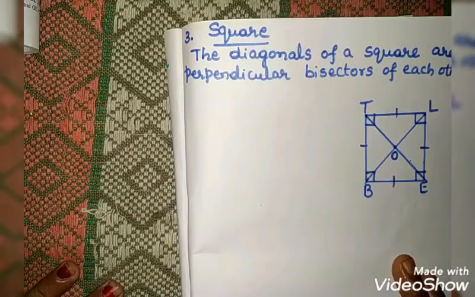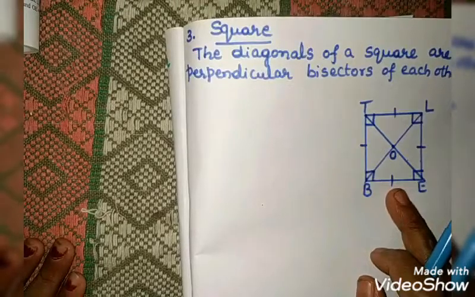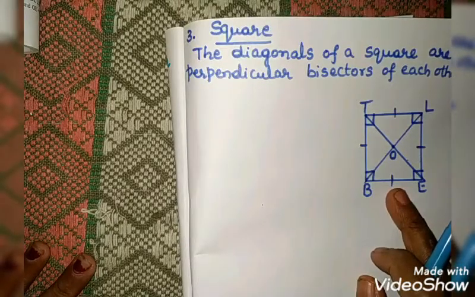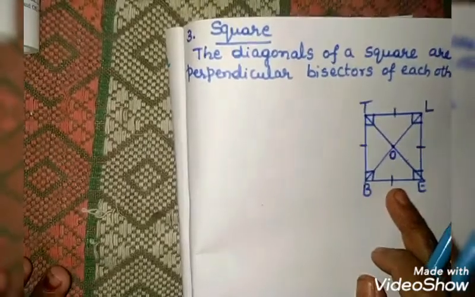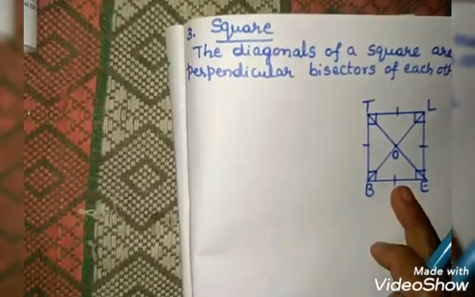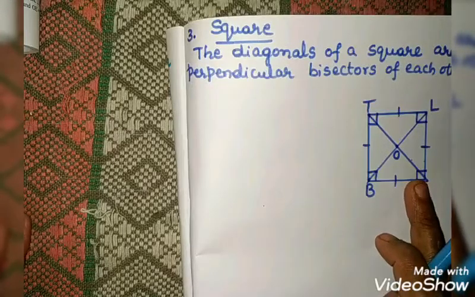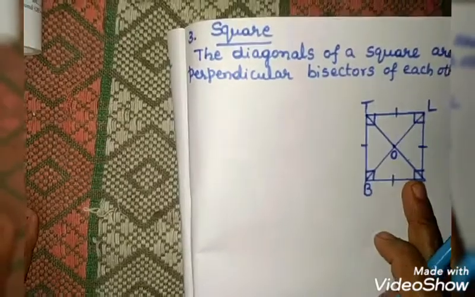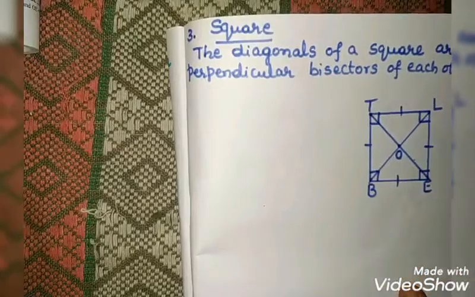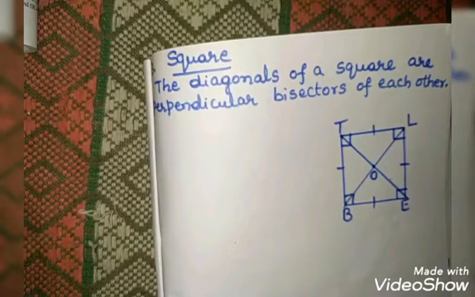Next, let us move on to another special type of parallelogram, that is a square. It will suit all the properties of a parallelogram, including that opposite sides are parallel, opposite angles are equal, and one more property about diagonals. We have to know more about it. The diagonals of a square are perpendicular bisectors of each other. Children, observe here, they are the perpendicular bisectors of each other.